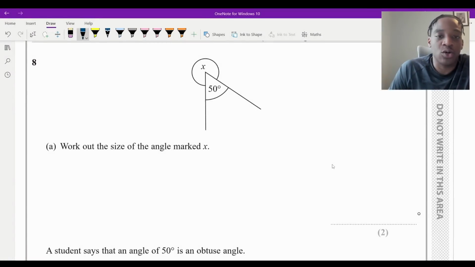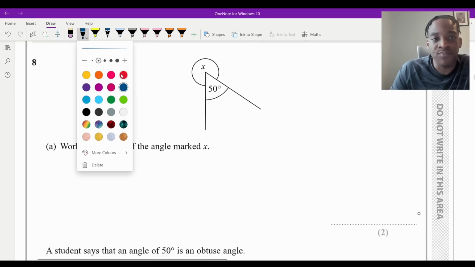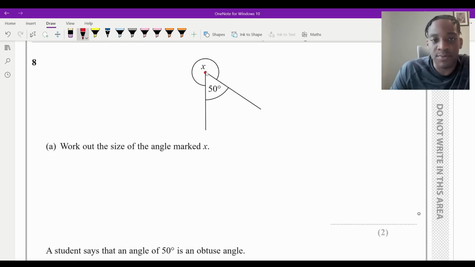Okay, so question 8. We've got a diagram here with an angle of 50 degrees and another angle marked X. Part A asks us to work out the size of the angle marked X. Now, we've got two angles and they are about a point. What you need to remember is that angles about a point add to make 360.